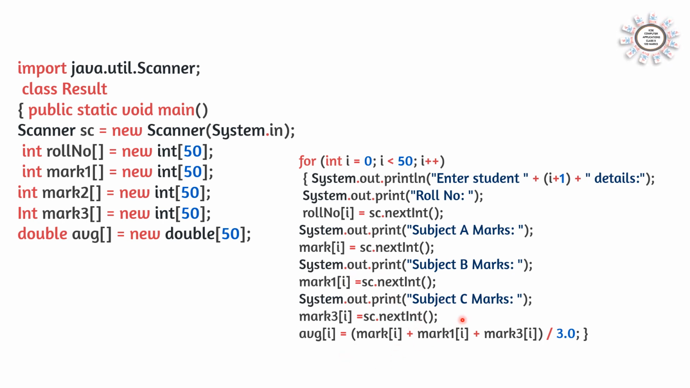So either we can use the variable total for finding total and then average. Otherwise we can straightly find avg of i is equal to, put the bracket, mark of i plus mark1 of i plus mark3 of i, close the bracket, divide by 3.0. It is decimal. So if you give 3, the proper answer will not come. It should be 3.0 because the data type is double. So we got the particular average in avg of i.